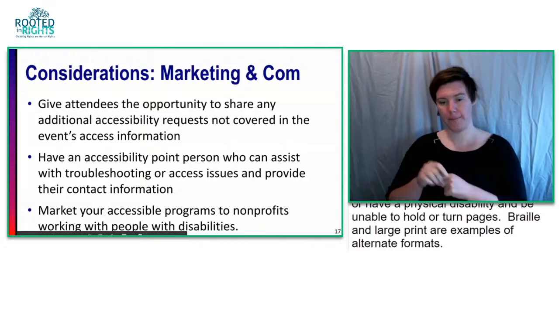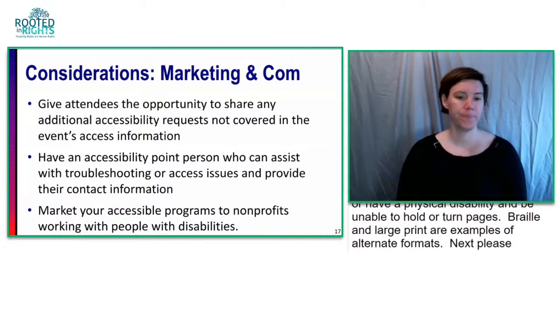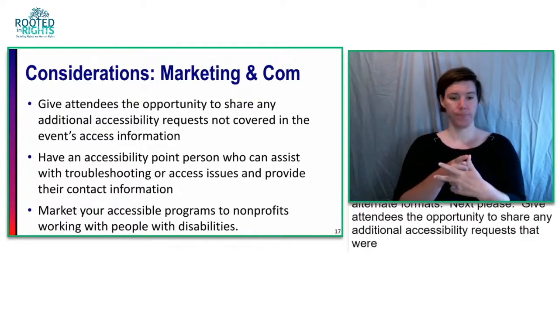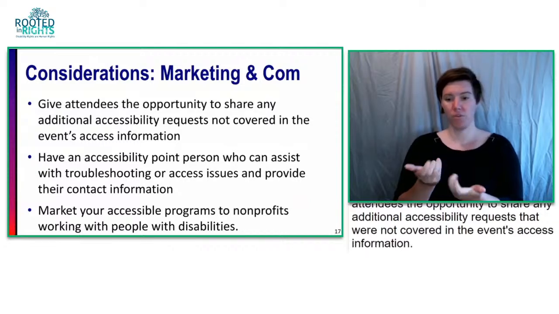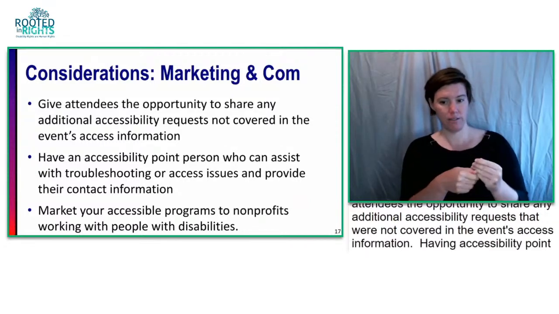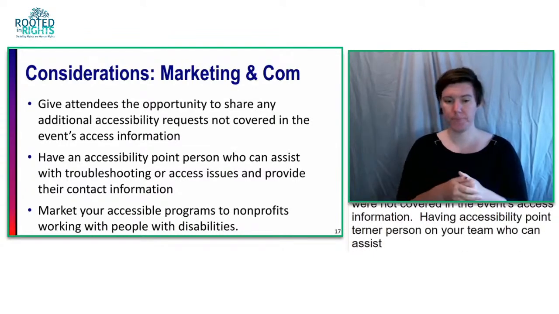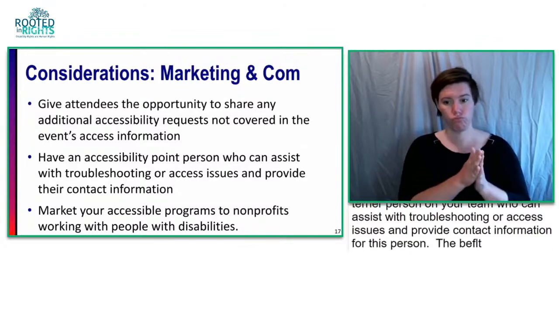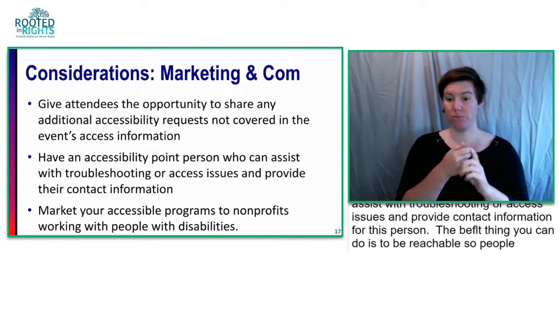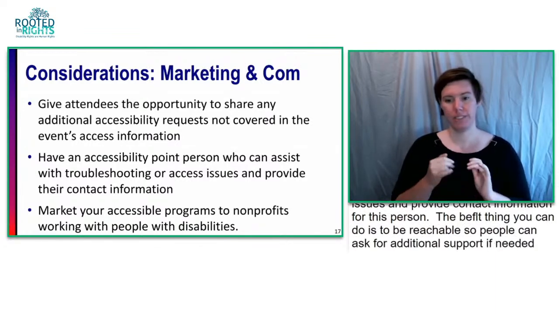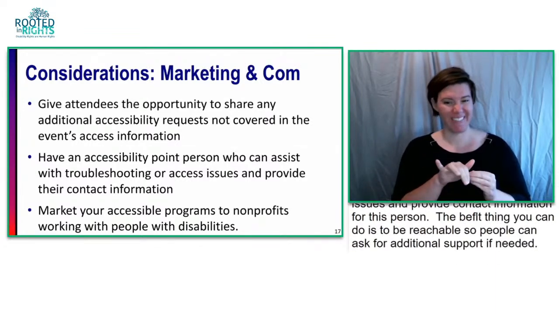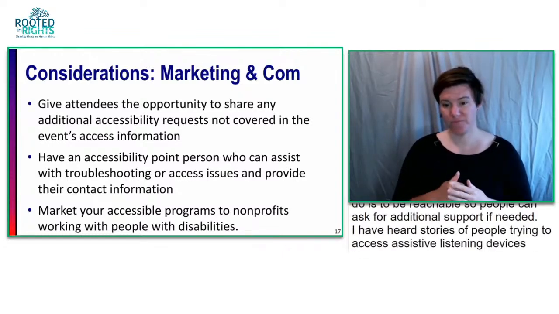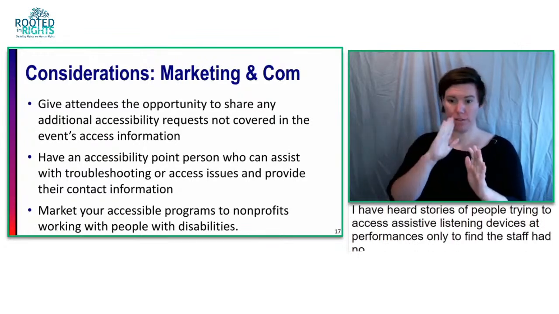Give attendees the opportunity to share any additional accessibility requests that were not covered in the event's access information. Have an accessibility point person on your team who can assist with troubleshooting or access issues and provide contact information for this person. The best thing you can do is to be reachable so people can ask for additional support if needed. I have heard stories of people trying to access assistive listening devices at performances, only to find the staff had no idea where they were or how to use them.